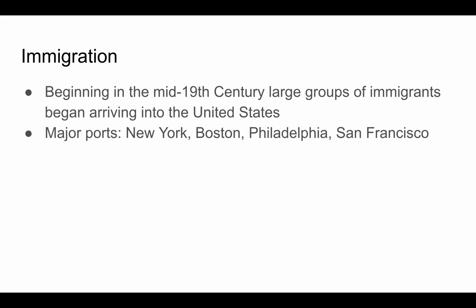The major ports, the major cities they came into are those along the coast. So on the East Coast, you have New York is the biggest one by far, but you also have Boston and Philadelphia receive a lot of new immigrants. And then on the West Coast, the key port is San Francisco. As you might imagine, it's people from Asia largely coming into San Francisco, and the people from Europe largely coming into the East Coast ports.